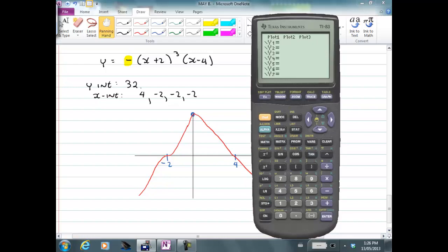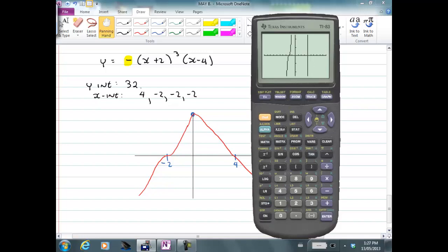So this is going to be negative. Make sure you use brackets for this one. X plus 2, cubed, open bracket, X minus 4. Up, down. But this depends on window mode. That is the proper grid.